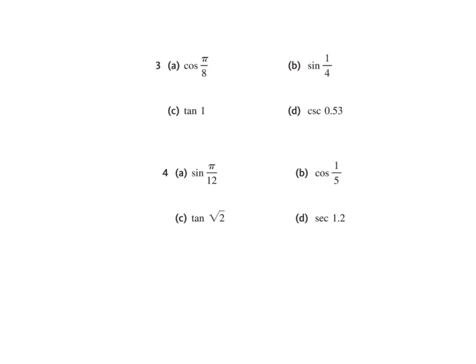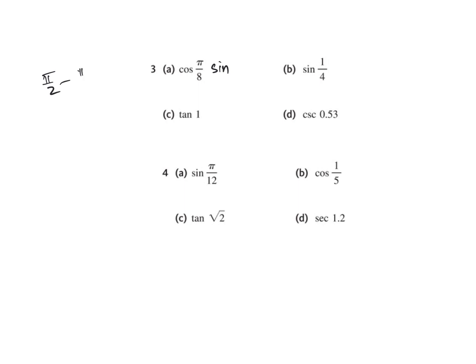So cosine goes with sine. The sine of, instead of pi over 8, take pi over 2 minus pi over 8. That's your function. So the cosine of pi over 8 is equal to the sine of pi over 2 minus u. U is whatever you're taking the cofunction of. So we get a common denominator, multiplied by 4. So 4 minus the 1 gives me 3 pi over 8.